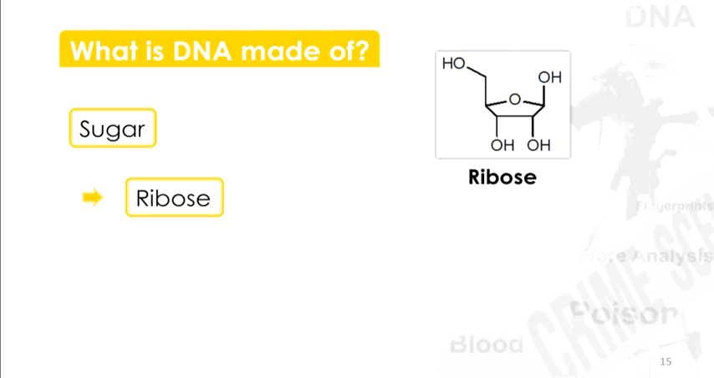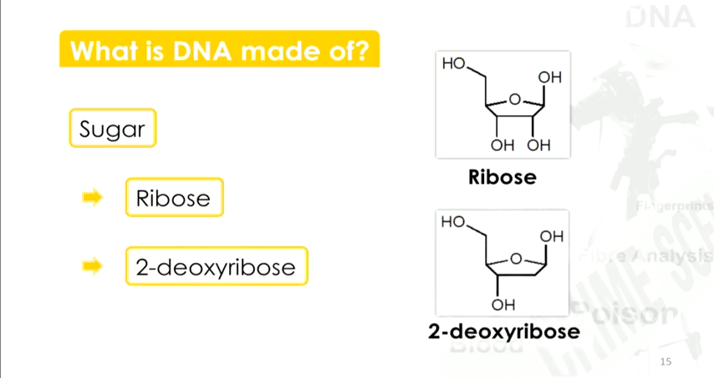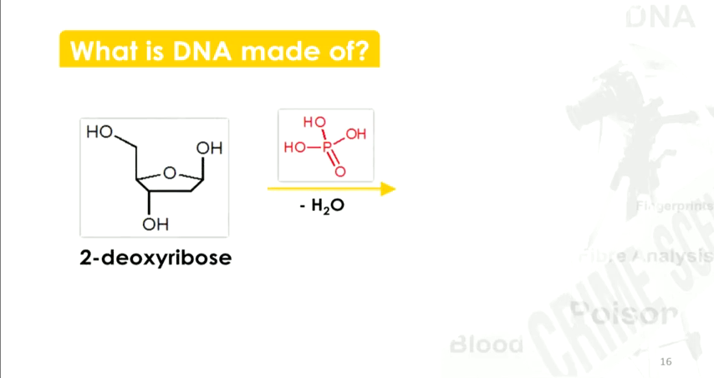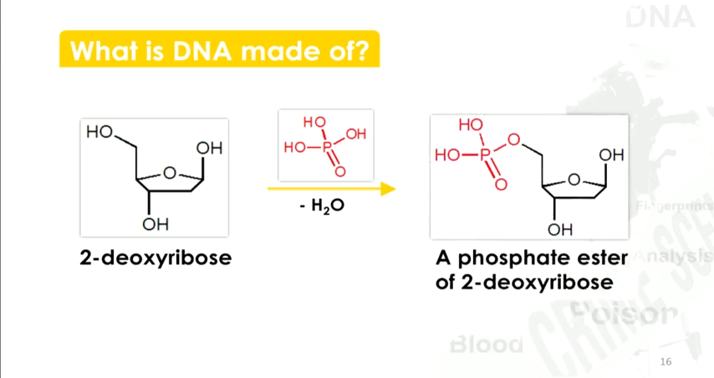But it's not exactly ribose. It's actually a derivative of ribose, where the hydroxy group in the 2 position of the molecule is absent. So it's called 2-deoxyribose. And it's the D of deoxyribose that gives us the D of DNA. In addition to 2-deoxyribose, we have a phosphate molecule. So if we combine 2-deoxyribose with phosphoric acid at the exact right position, we get a phosphate ester of 2-deoxyribose.